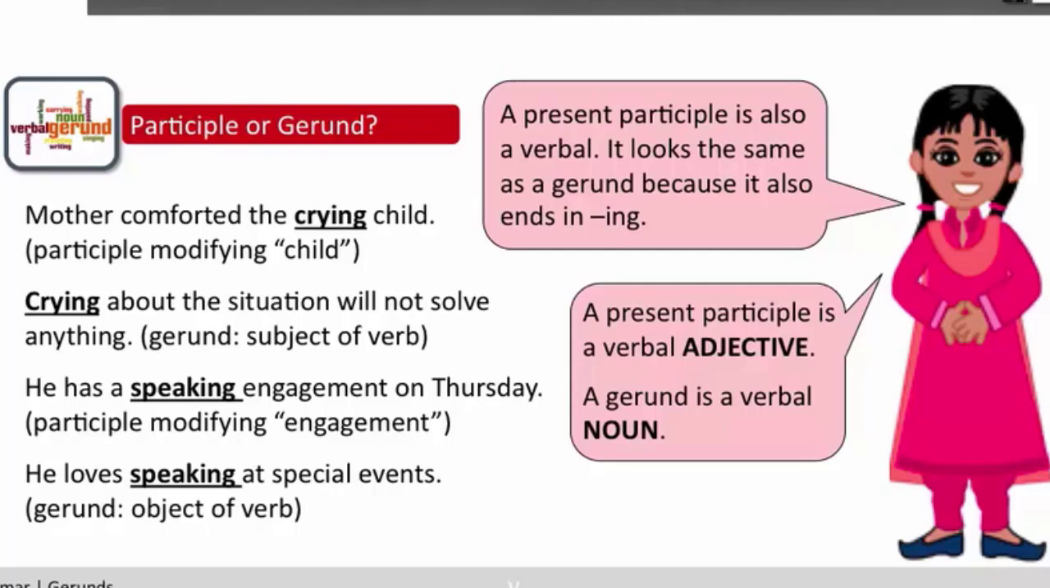He has a speaking engagement on Thursday. Speaking is an adjective or participle modifying engagement. He loves speaking at special events. Here, speaking is the object of the verb loves. It is a noun or gerund.